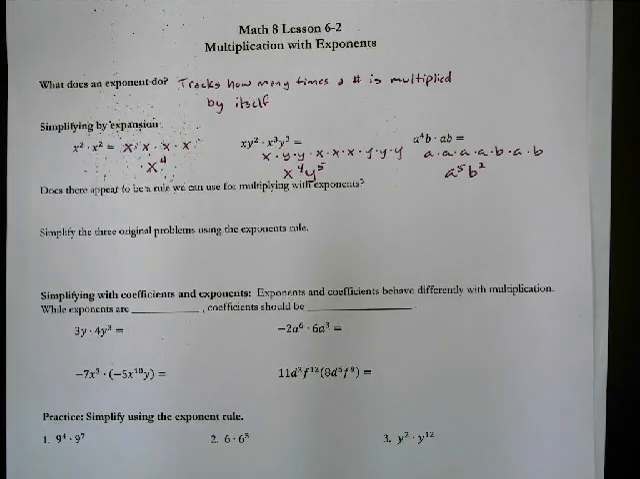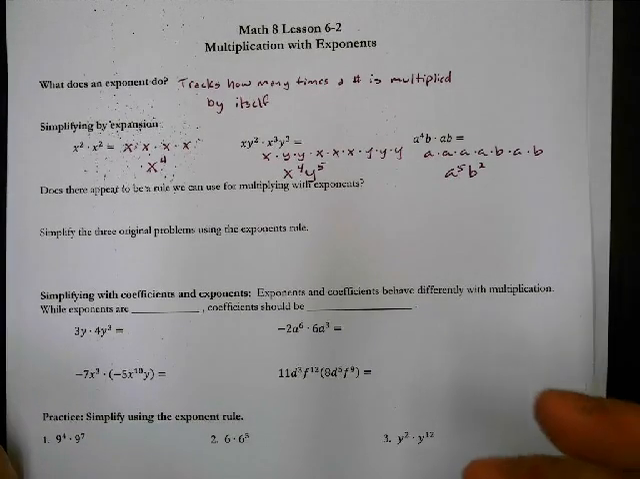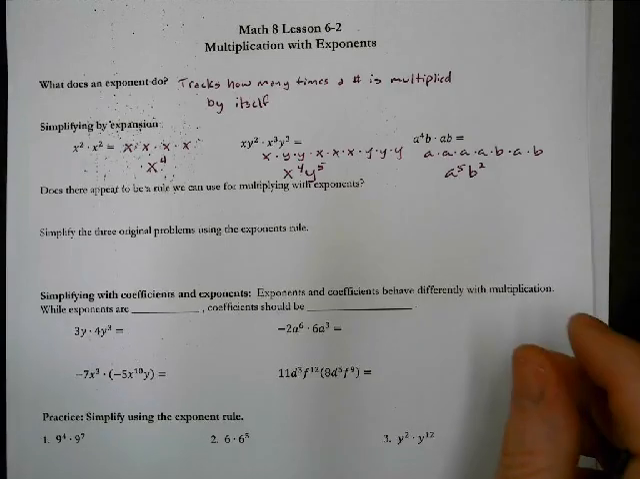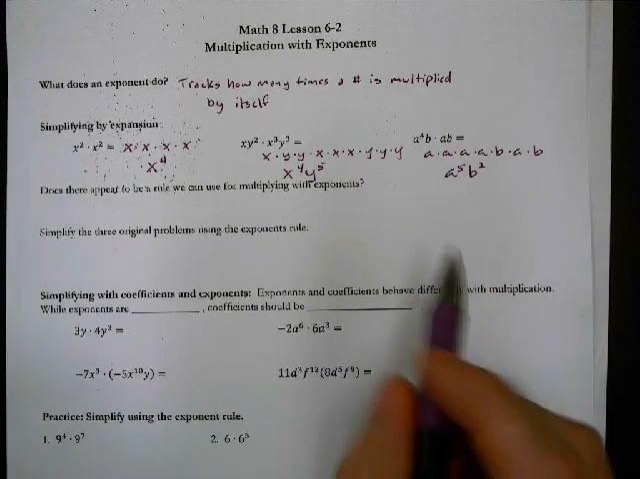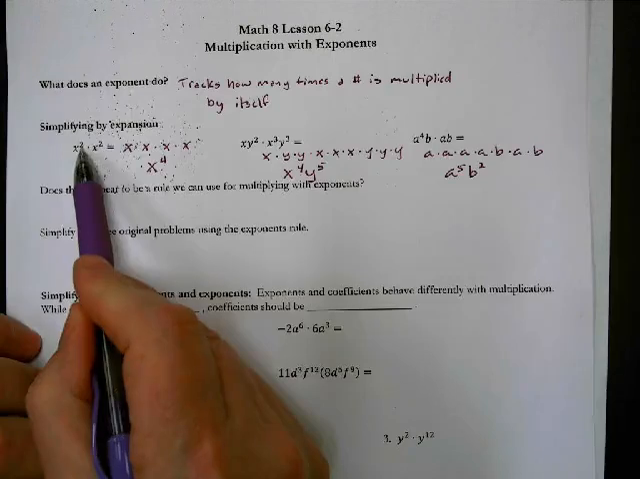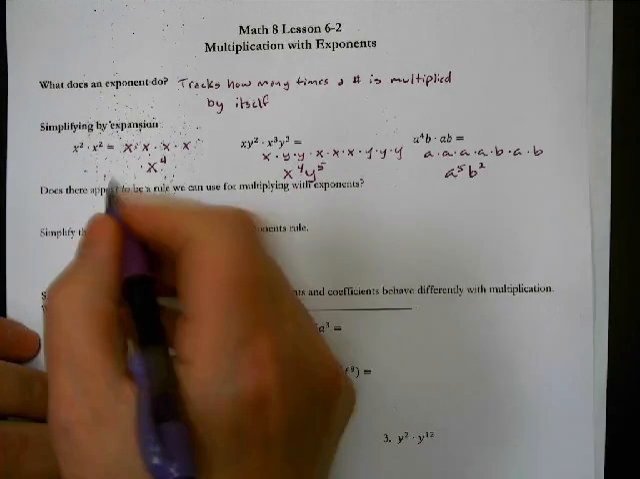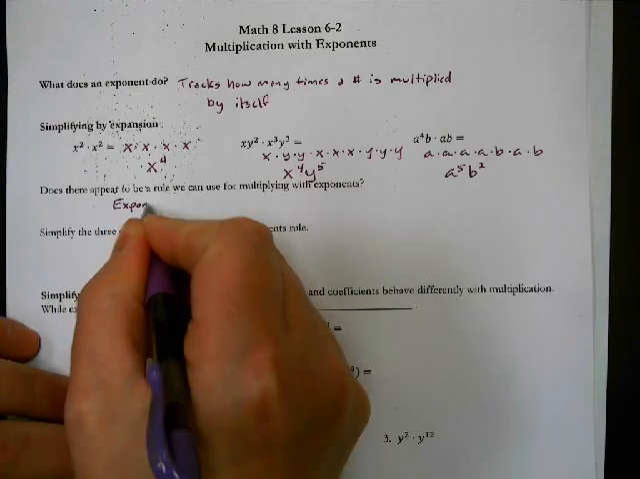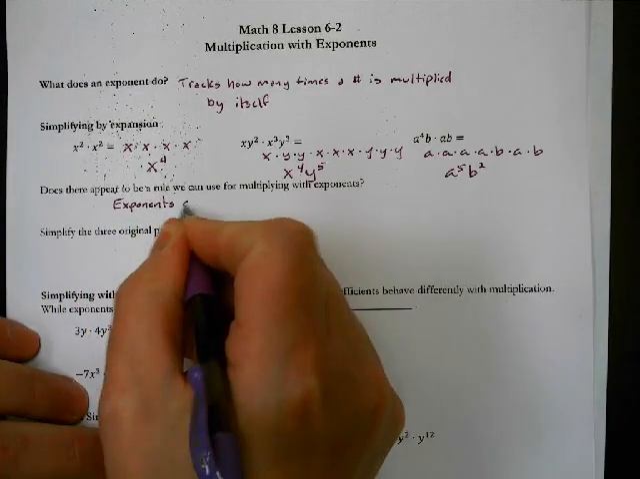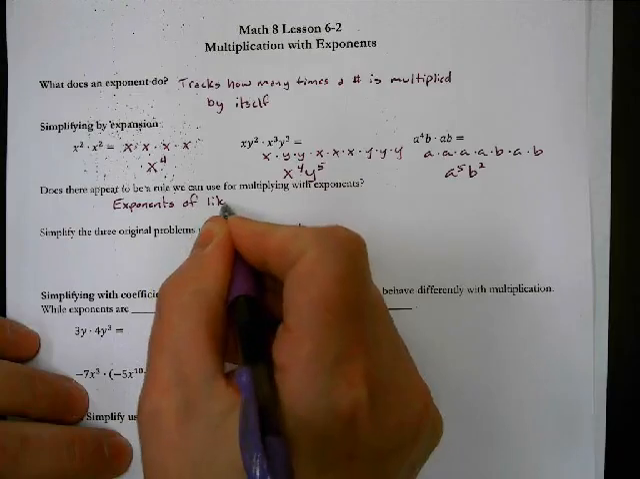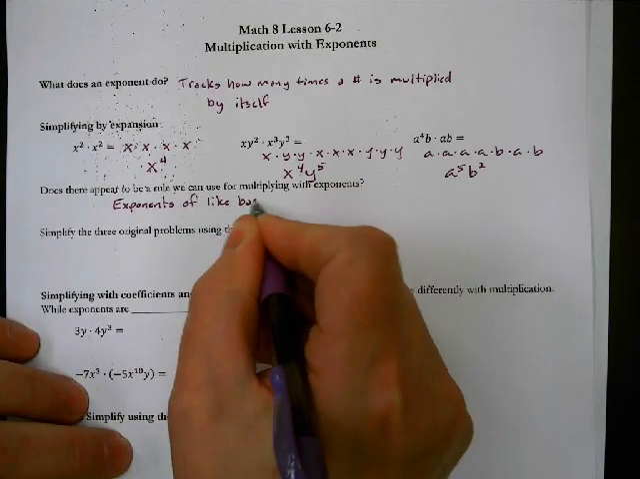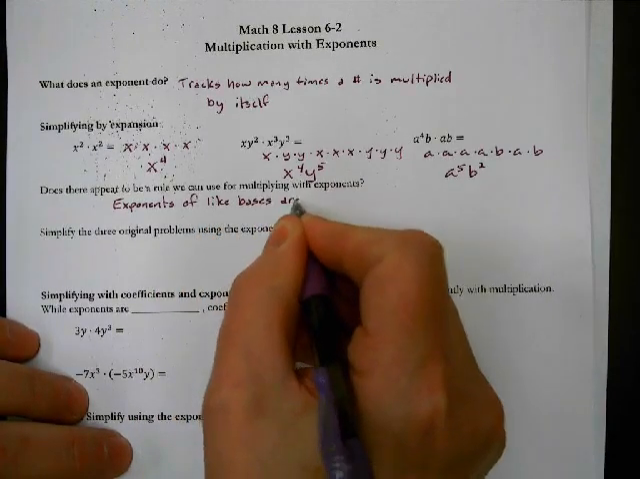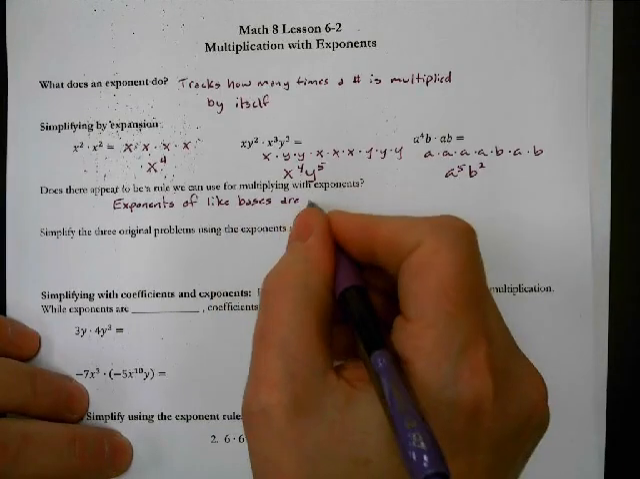So hopefully you can see there that there does appear to be a pattern or a rule that we can use. It appears as if the exponents are being added together. So the exponents of like bases are added under multiplication.